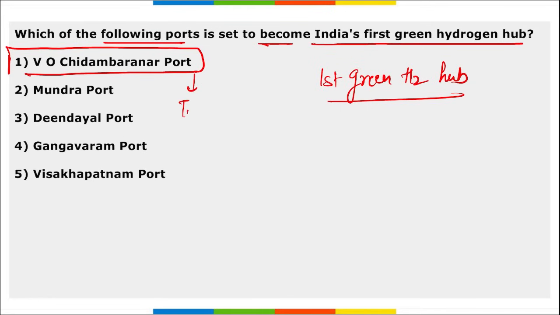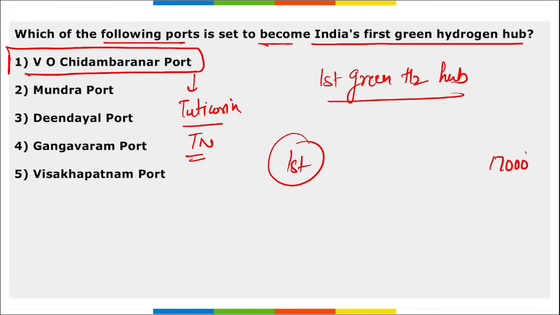This is at Tuticorin. Where is this Tuticorin? It is in the state of Tamil Nadu. And here, India's first green hydrogen hub will be established. Correct? Take a note of this. And here, remember, in Tamil Nadu, Prime Minister Narendra Modi has launched various projects worth 17,000 crore rupees.